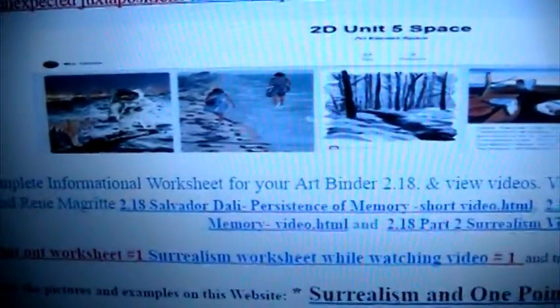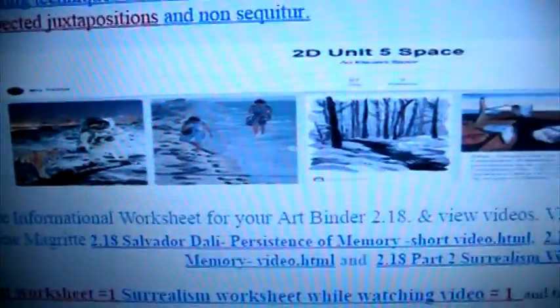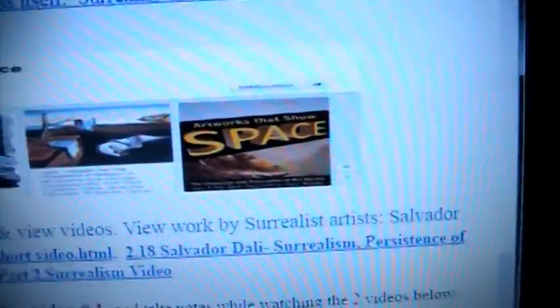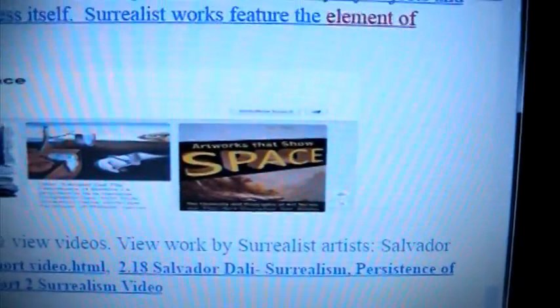And we talked about these pictures, how juxtaposition was used. Persistence of Memory by Salvador Dali. The word space is actually written with some perspective.